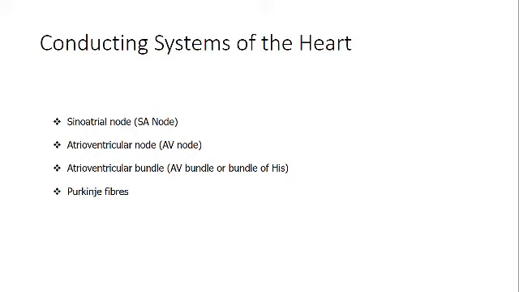The components of the conductive system of the heart are the SA node, otherwise known as the sinoatrial node, the AV node, otherwise known as the atrioventricular node, the AV bundle or the bundle of His, otherwise known as the atrioventricular bundle, and then it ends up with the Purkinje fibers.